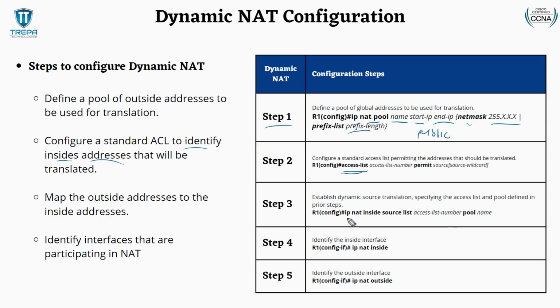And then we have the actual ip nat inside command again. And if you see right here, instead of putting source static, we do list. And that list is going to be the ACL number that defines our inside addresses. And then we're going to say we have to match those to a pool, and then that pool name that we configured up here. And then, of course, our inside and outside addresses again.